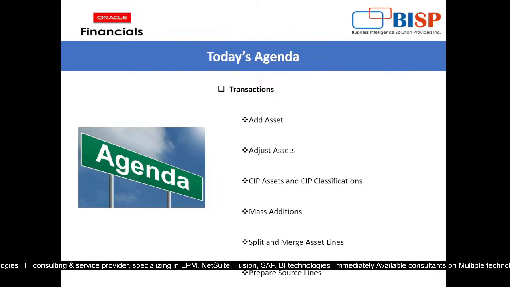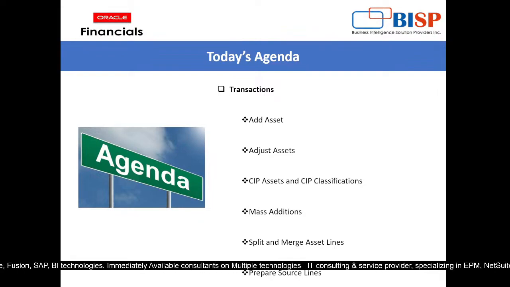And then we will be seeing what is CIP asset and how we can add the CIP asset into the capitalized asset once the CIP process is done. Then we will be moving to our mass additions. Mass additions is done through an application like payables or projects, and then the assets are moved to the fixed assets module by following the process of mass additions.